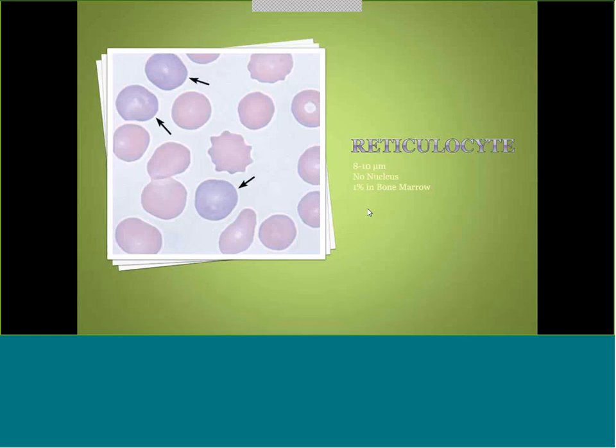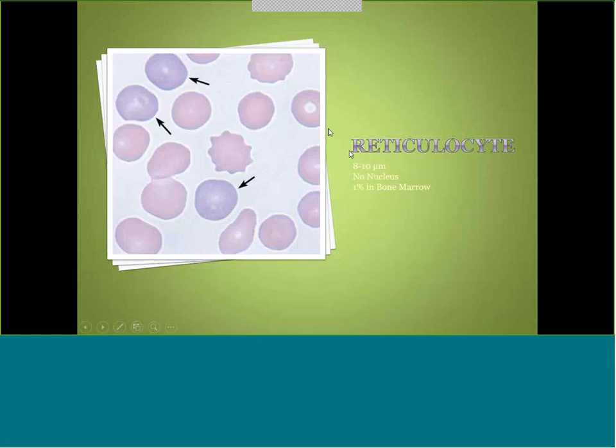Now, the arrows are pointing to the reticulocytes. You'll notice that these are not quite pink-red yet. They're still that light blue-gray color, and that's because they have some RNA left in them, and that RNA still stains blue. So that remnant RNA is what's responsible for keeping them that little bit of a blue coloring. Again, they're slightly larger than our regular red cells still, so they're still about 8 to 10 micrometers.